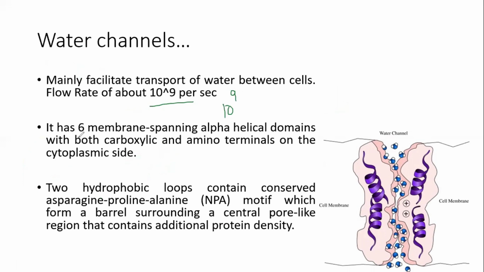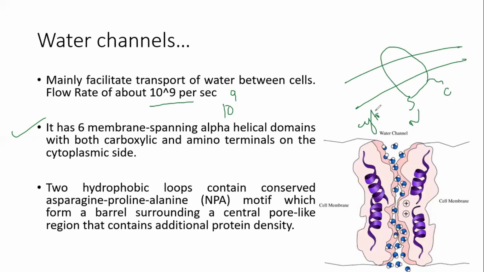It has got 6 membrane spanning alpha helical domains, important guys, with carboxylic and amino terminals on the cytoplasmic side. यानी कि क्या? If this is a plasma membrane, this is a water channel, both N and C terminal are in the cytoplasm side. Okay. Now, there are two hydrophobic loops which contain the conserved amino acids.